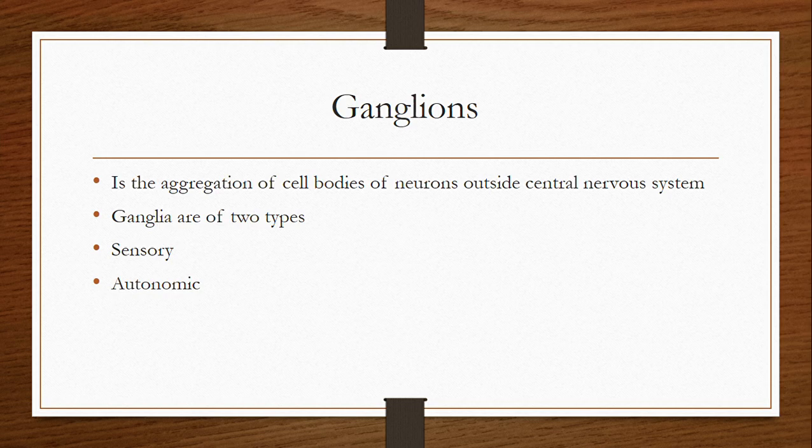Majorly, they act as sensory in function, or they supply the regions which receive information towards the central nervous system. So that is a speciality of sensory ganglion. And in case of the autonomic ganglia, they majorly supply the smooth muscles and glands.